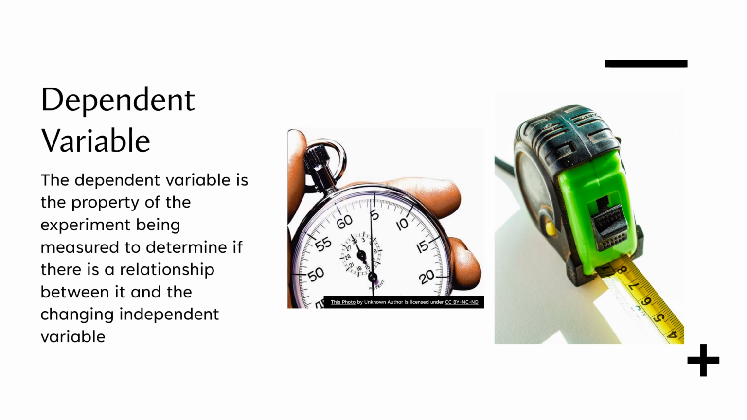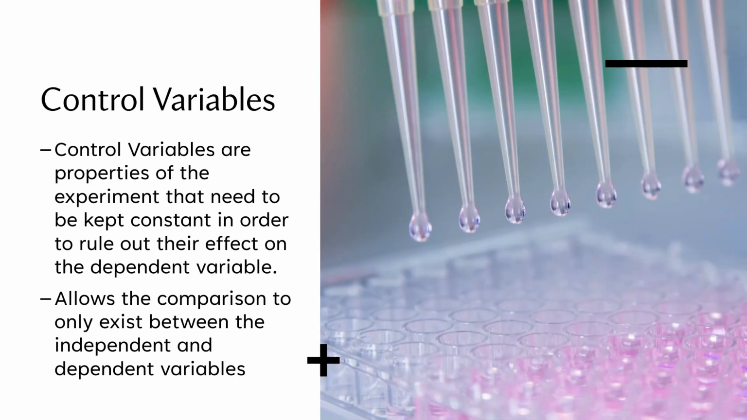The third type of variable that's extremely important are control variables. Control variables are properties of the experiment. They need to be kept constant. The reason they need to be constant is because that way we can rule out their effect as much as possible on the dependent variable. That way you can see if that relationship with the independent and dependent variable exists. If you have other things that are changing, then one of those other things that are changing may be the thing that's causing the change in the dependent variable instead of your manipulation of the independent variable.